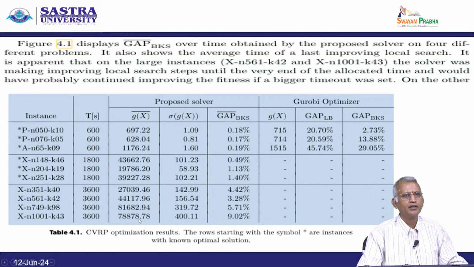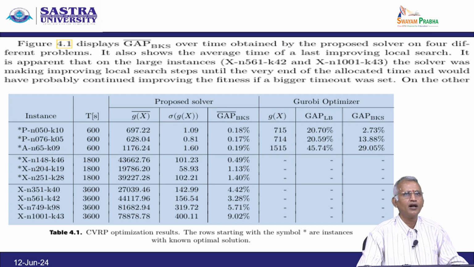So, this is a table with the CVRP optimized result. The rows starting with the star symbol are instances with a known optimal solution, and this displays the gap BKS over time obtained by the proposed solver on 4 different problems. It also shows the average time of the last improving local search.